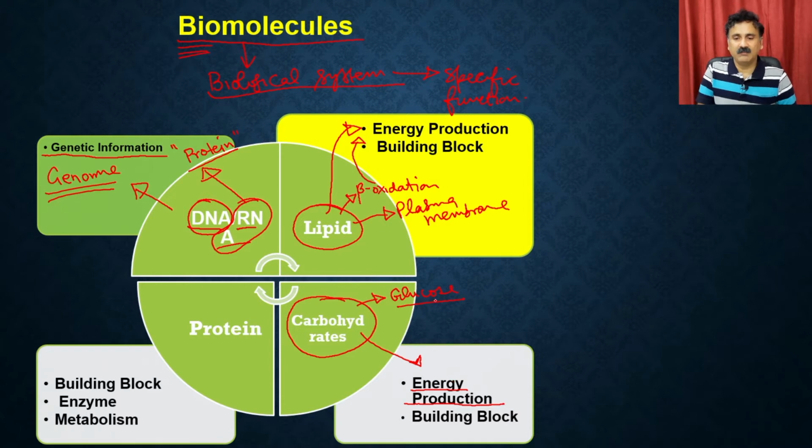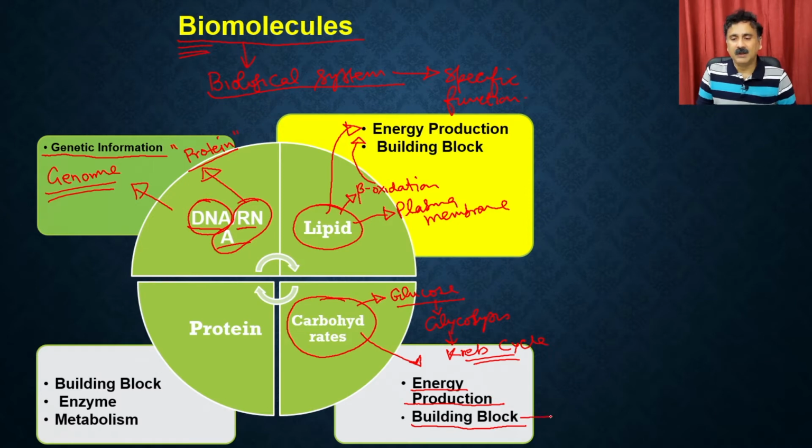So glucose is being metabolized within glycolysis as well as the Krebs cycle, and that's how it is going to produce a large quantity of ATP, and that ATP is going to be utilized by the cell for several types of functions. Apart from that, carbohydrates are also present as signal molecules in some of the cells.